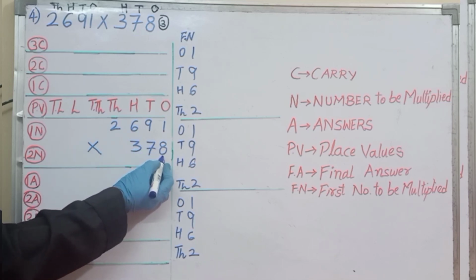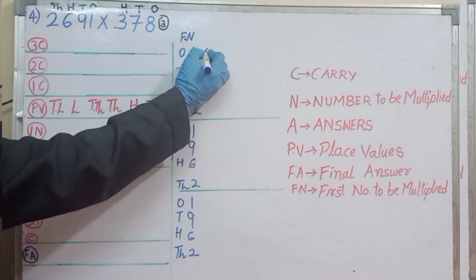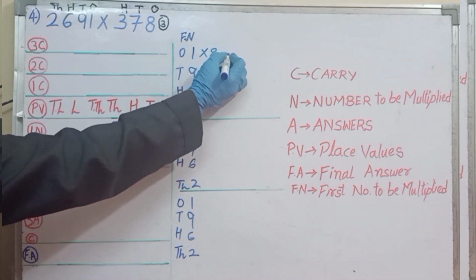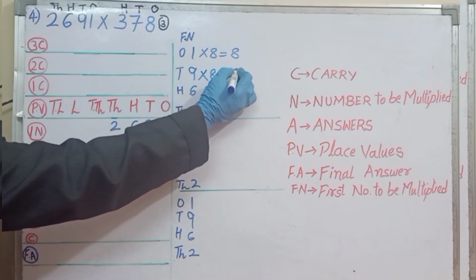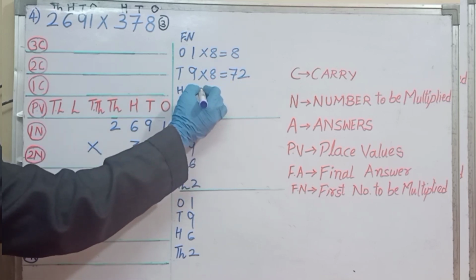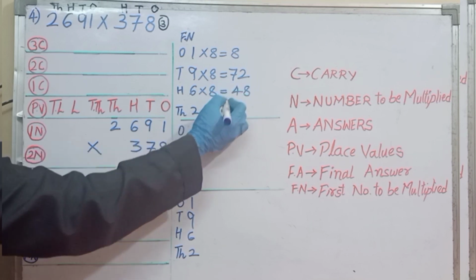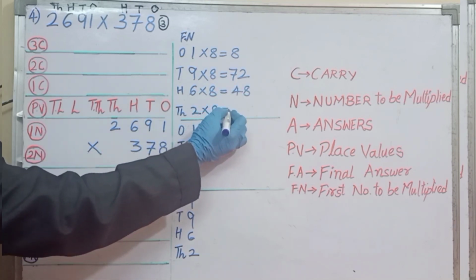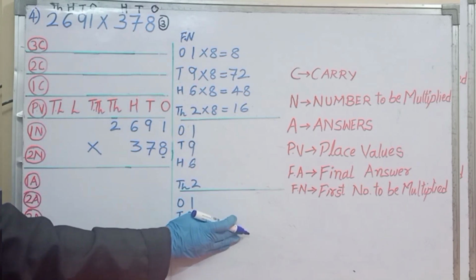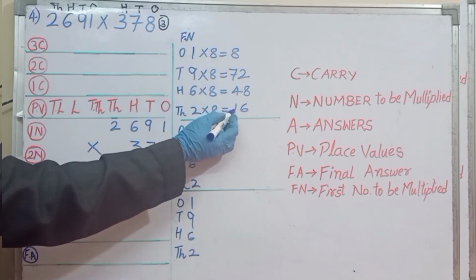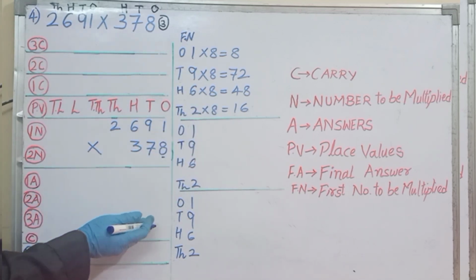So first number, what is there? In ones place it is 8. So these all 4 numbers will multiply with 8. 1 8 is 8. 9 8s are 72. 6 8s are 48. 2 8s are 16. Okay. Now you should not get confused. So I wrote only first answers. These first answers we'll write first in the first line. Then we'll go for second and third boxes.